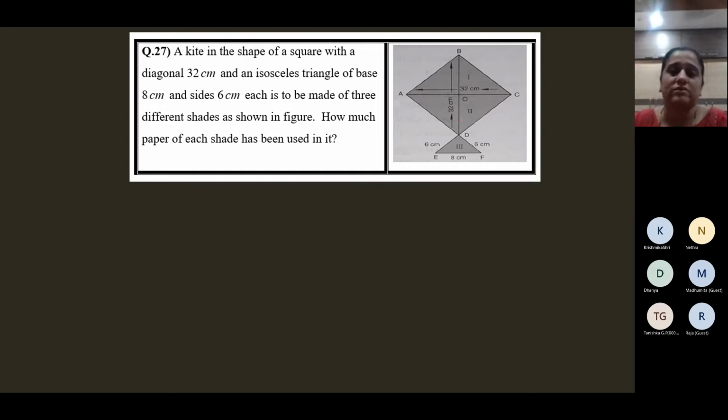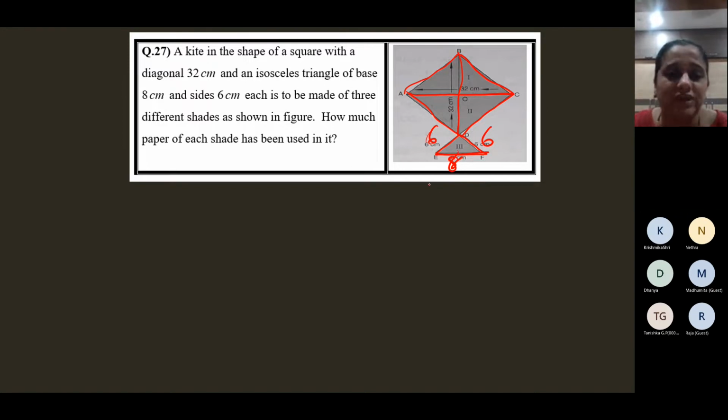So a kite is in the shape of a square with diagonal 32. You can see the figure here. This is the square. We know that in a square, diagonals are equal. So 32, 32. And an isosceles triangle of base 8 centimeters and side 6. Whenever it's given base, that means it's not any of the equal sides. Base is 8 and the equal sides are 6 centimeters.